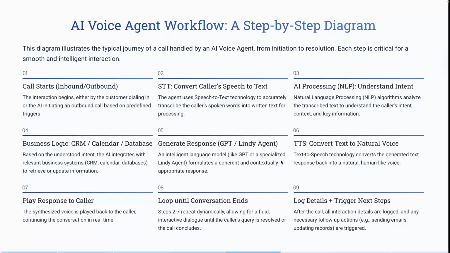An intelligent language model like GPT formulates a coherent and contextually appropriate response. All right. So this response is again text. So then you have to use a TTS converter, which is a text to speech converter, for generating the actual speech, which can be sent to your user or caller. So you play the response to the caller and then loop until the conversation ends. So you send a response and then this guy again asks another question or there's a follow-up. You go through the process here again, right?